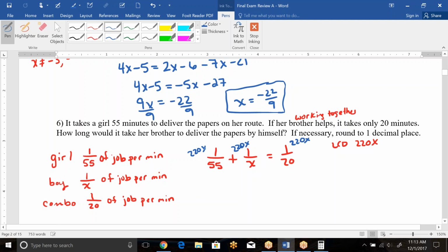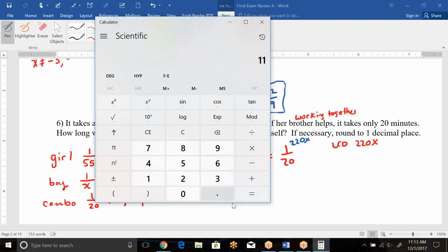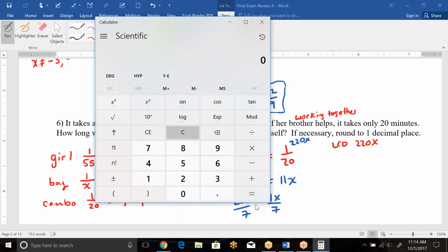Okay, so 55 goes into 220. That was 4 times, so this will be 4x. The x's will cancel here, so that'll just be plus 220, not 222. And then, as I showed on my calculator, 20 divides into that 11 times. So this will be 11x. We would subtract over the 4, so this will be 7x, divide by 7, and that will give us our decimal approximation about how much time in minutes it takes the boy to do the job by himself. And it looks like it's 31.4.